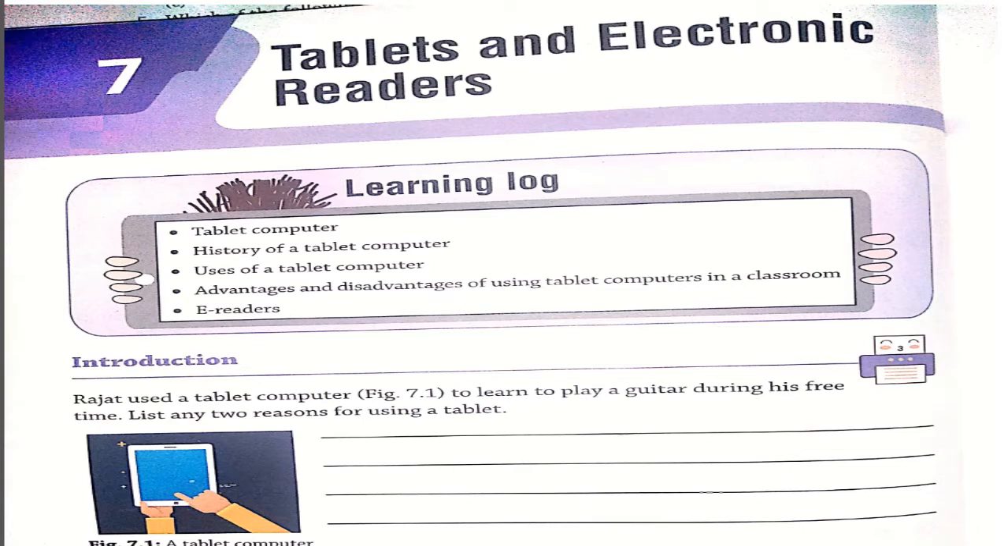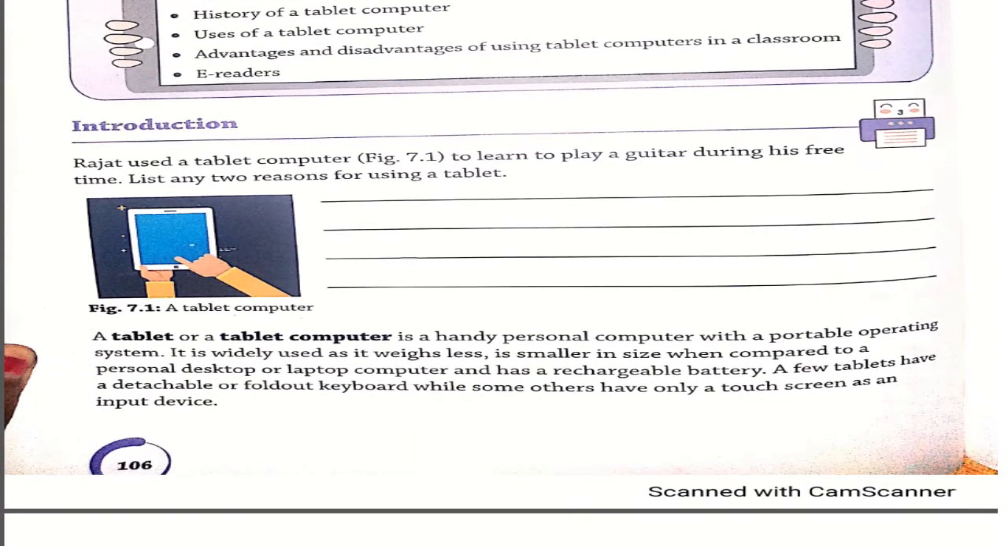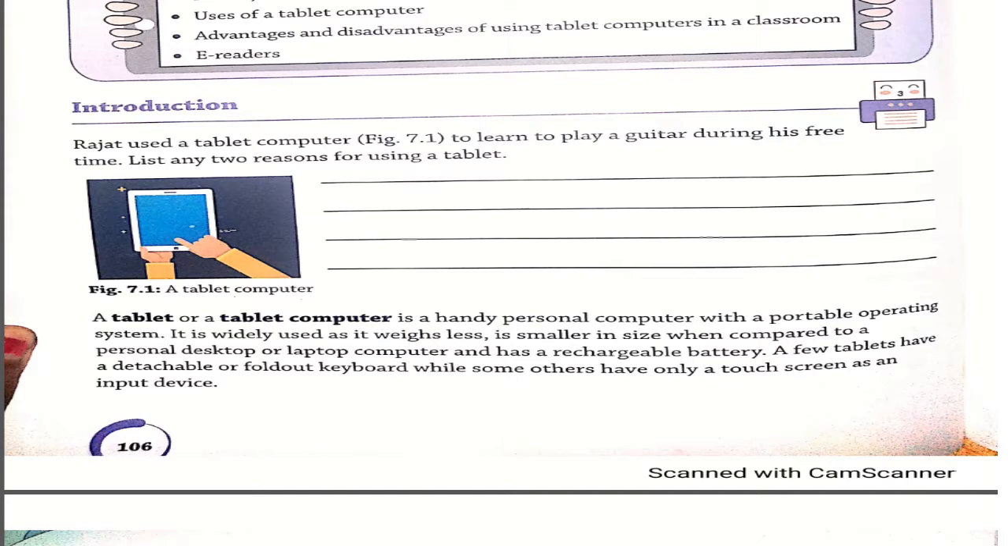Let us see. Like Rajat used a tablet computer to learn to play a guitar during his free time. List any two reasons for using a tablet. Why do we use a tablet? So a tablet is a very handy personal computer with a portable operating system. It is widely used as its weight is less and it is smaller in size when compared to a personal desktop or a laptop computer, and has a rechargeable battery, right?